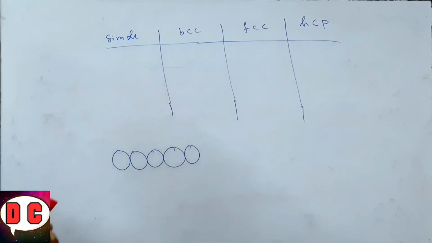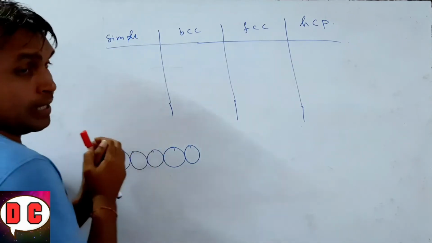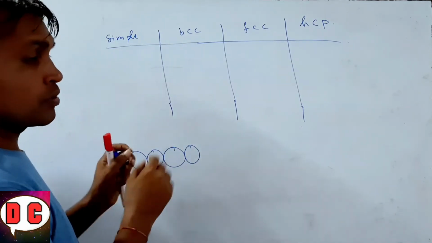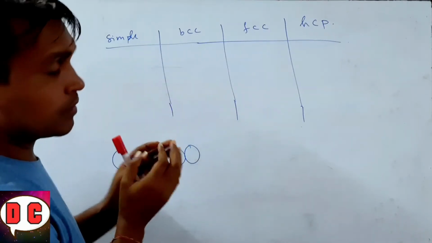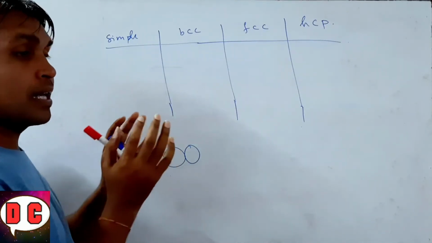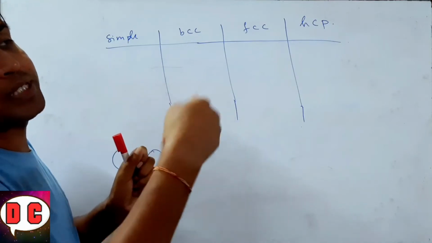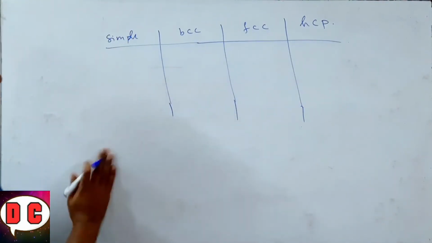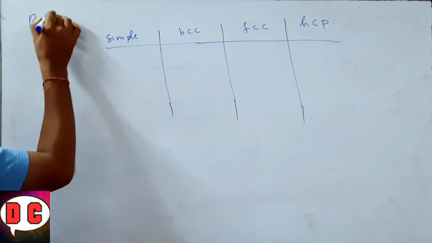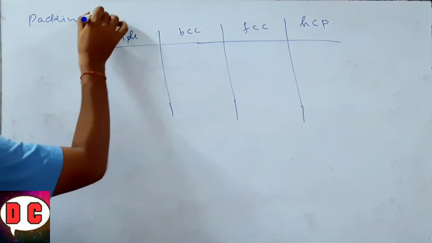Okay, so how closely they are attached to each other. Out of 100, how much space they have packed and how much space is empty. So that is the meaning of packing efficiency. So we are doing a topic about packing efficiency.